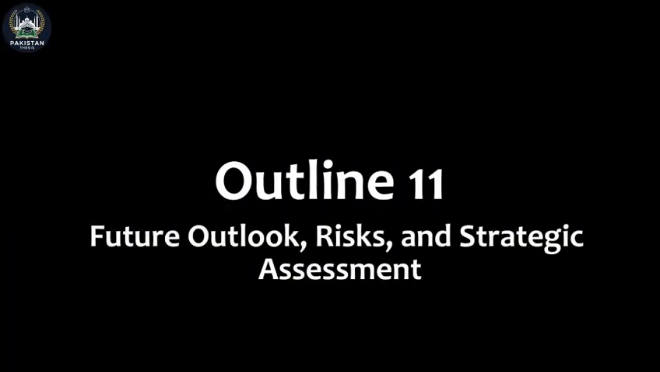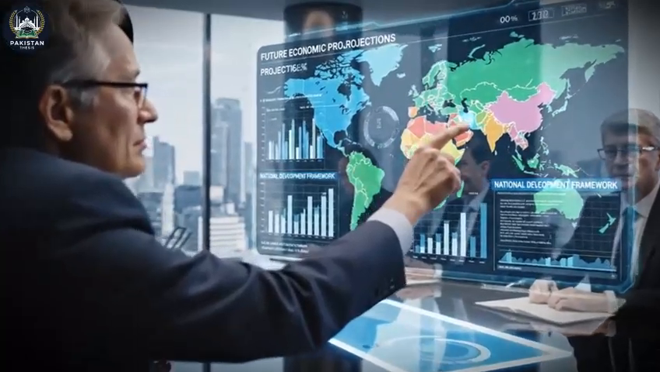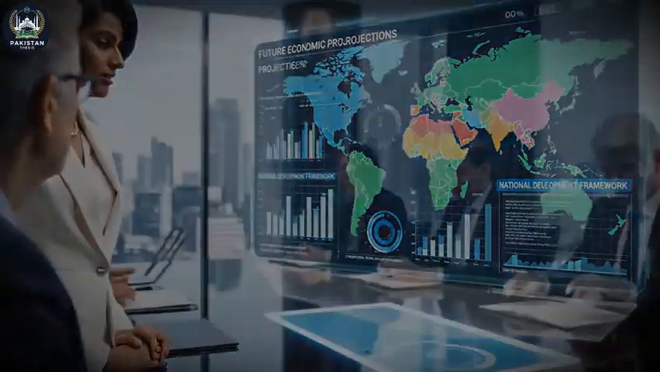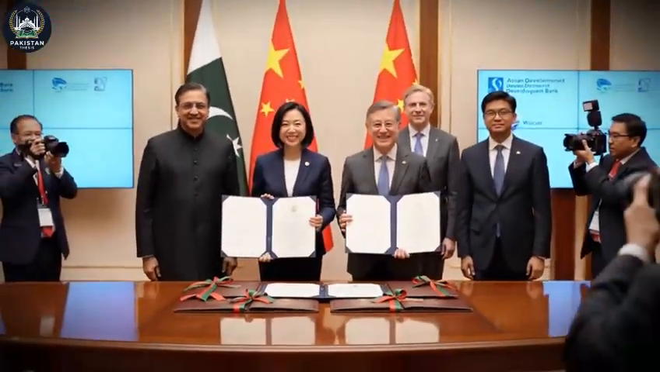Outline 11. Future outlook, risks, and strategic assessment. Outline number 11 presents the future outlook of CPEC. This section assesses long-term prospects, potential risks, sustainability challenges, and strategic implications for Pakistan.